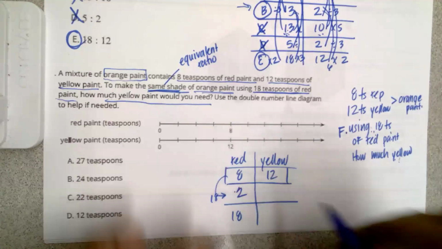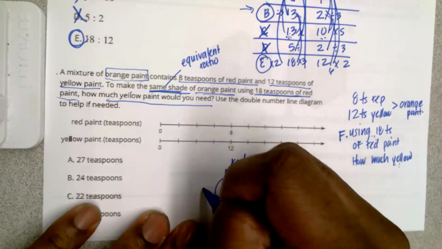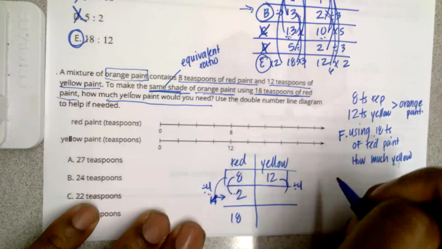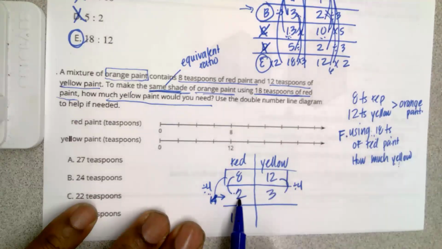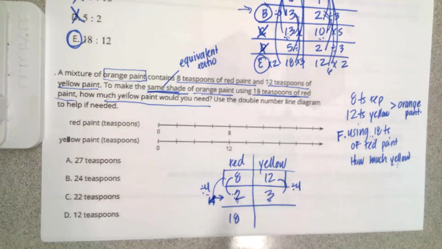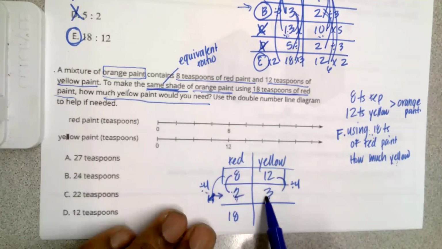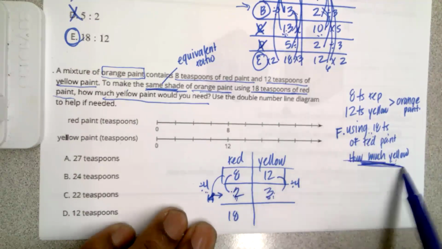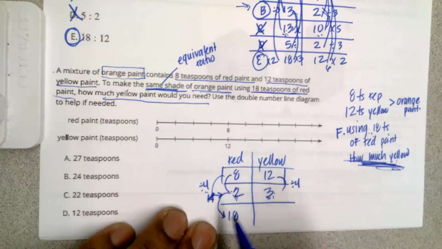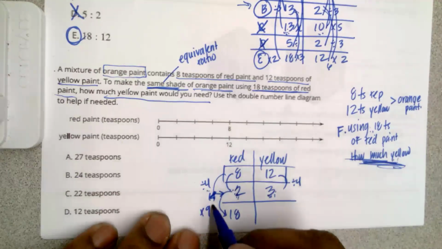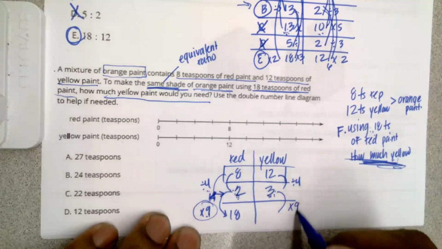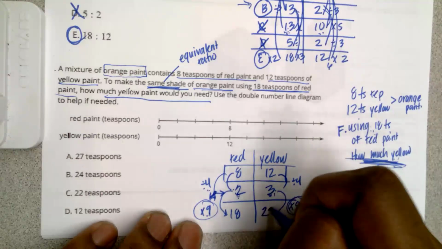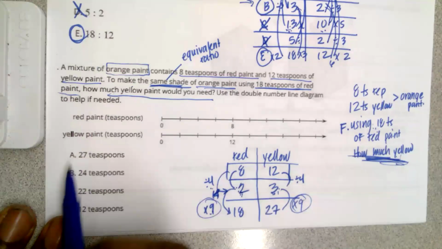So let's use 2. In order to get from 8 to 2, you want to divide by 4. What you do on one side, you do on the other. And you know that when it's 2 teaspoons of red paint, there should be 3 teaspoons of yellow paint. But that's not what it's asking for. It's asking when there's 18 teaspoons of red, how much yellow? So you got to figure out, how do I get from 2 to 18, which is to multiply by 9. What you do on one side, you do on the other side to create a balanced multiplicative relationship. And 3 times 9 is 27. We found our answer.